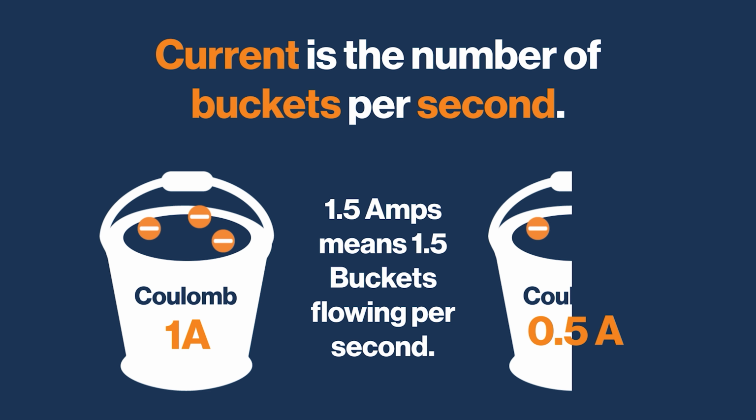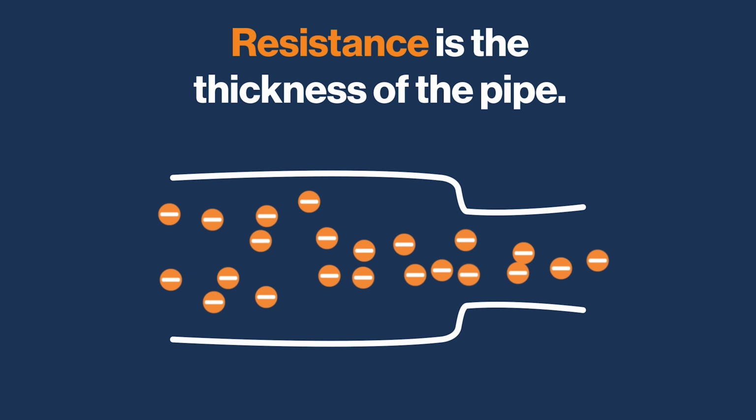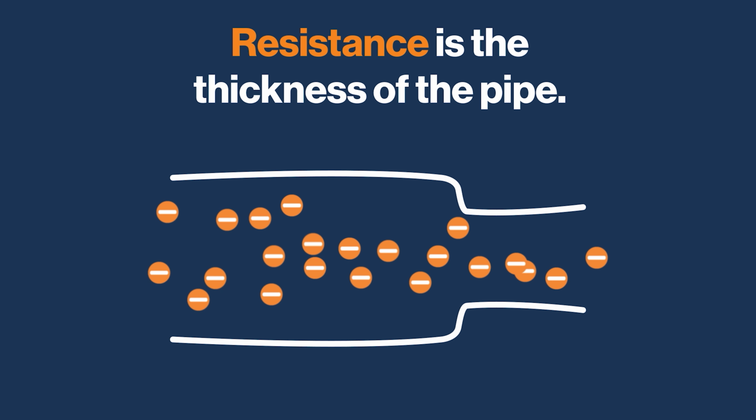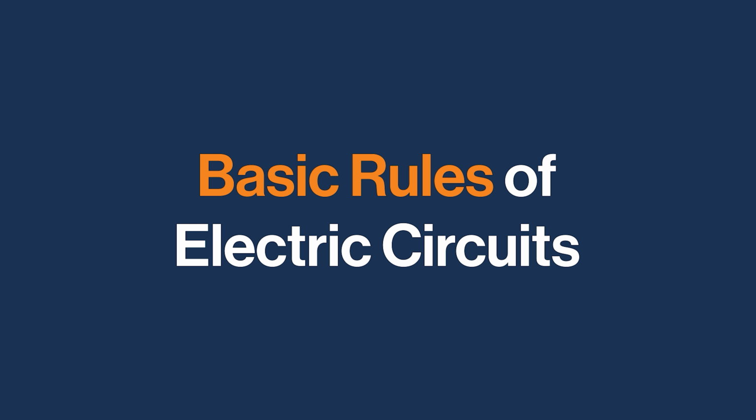Current is the number of buckets flowing through pipes or through the wires per second. And the more current, the more energy is flowing. And resistance is like the thickness of a pipe. The wider it is, the more can flow through. Now, on to the basic rules of electric circuits.